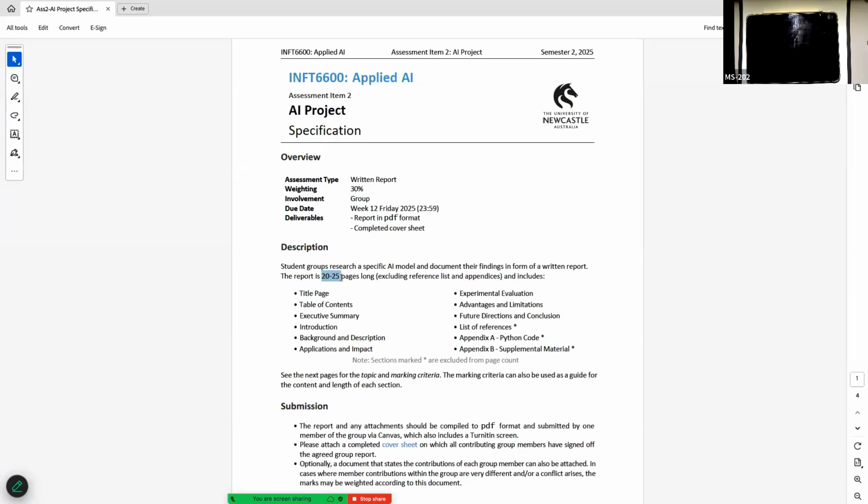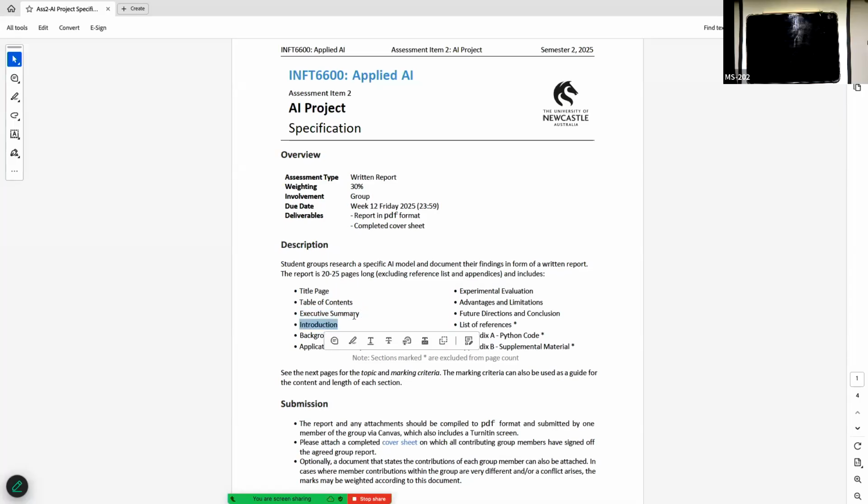By the way, this 20 to 25 pages, if you have the table of contents, it's the whole page, this page may not be considered within the 20 to 25, okay? Executive summary, I hope you can just do like half a page, that's totally fine for the executive summary, okay?